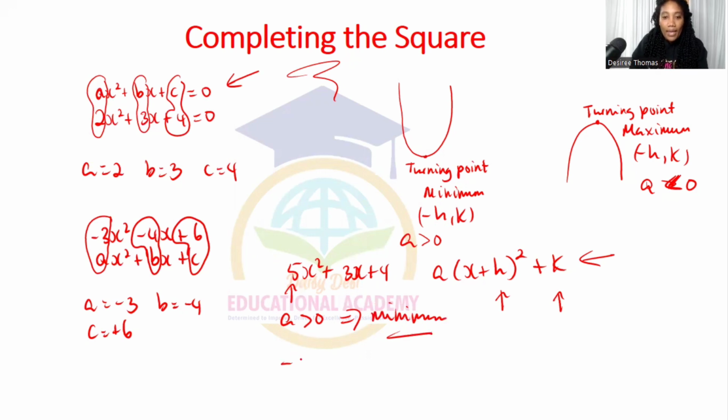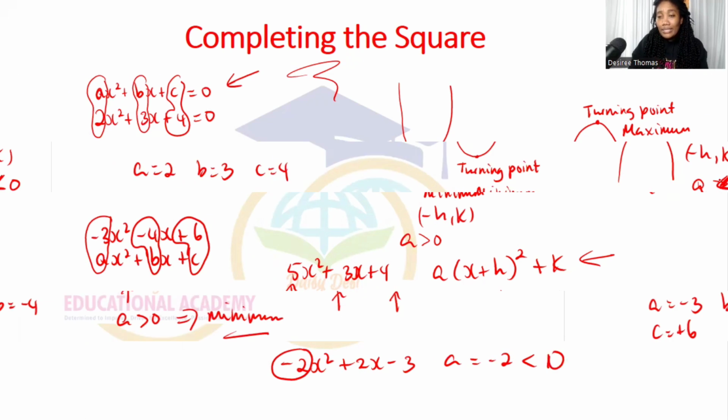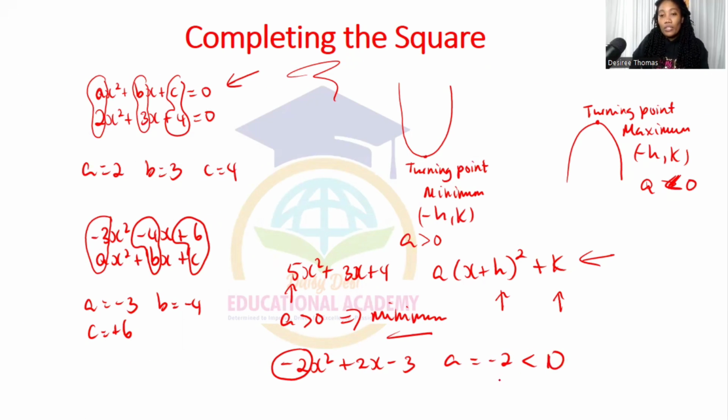Now, if we had minus 2x squared plus 2x minus 3, a is now minus 2. Since a is less than 0, we have a negative, so therefore it's a maximum. So a greater than 0 is a minimum, and a less than 0 is a maximum. That's just the basics in a quick nutshell.